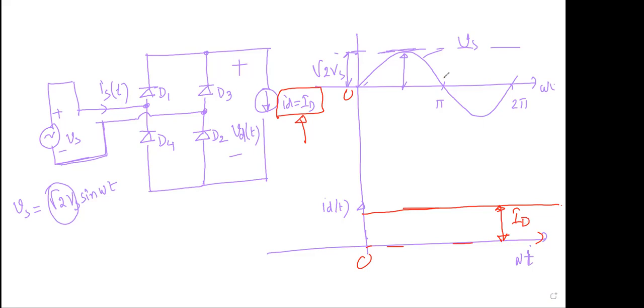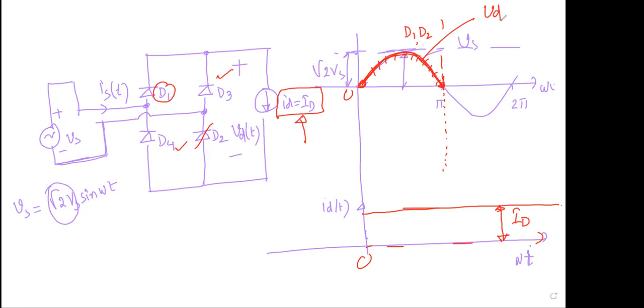Now, for the positive half cycle, which diodes are supposed to conduct? D1 and D2 will be conducting for the positive half cycle, and D3 and D4 will not be conducting. So of course our output voltage will have the wave shape like this. VD will be VS, right? So the red hashed line is your VD.